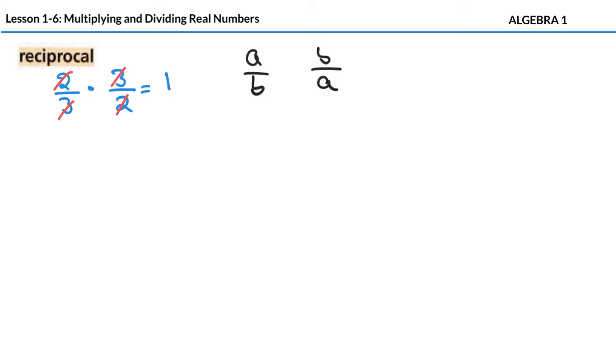For example, 5. What is the reciprocal of 5? It is 1 over 5. Understand that 5 can be written as 5 over 1. So the reciprocal of 5 is 1 over 5. And when you multiply them, the product is always 1. So we understood what a reciprocal is. We understood what inverse property of multiplication is. Let's try out a problem.